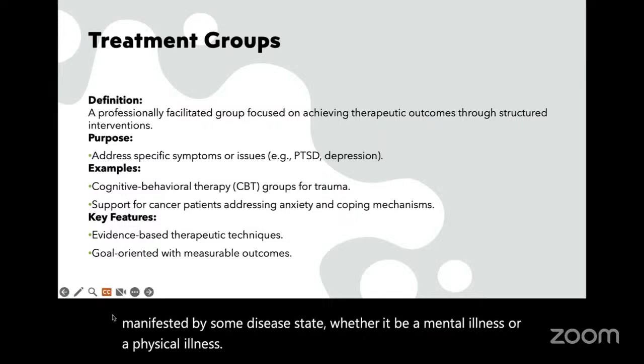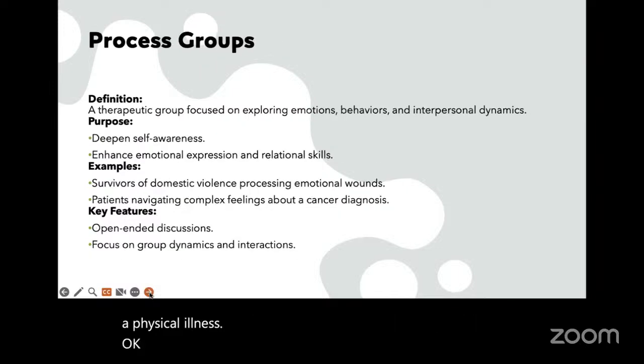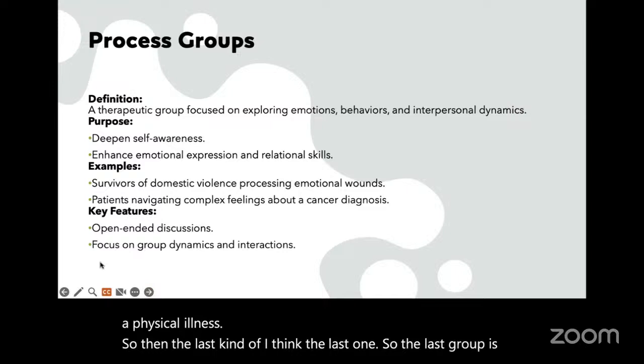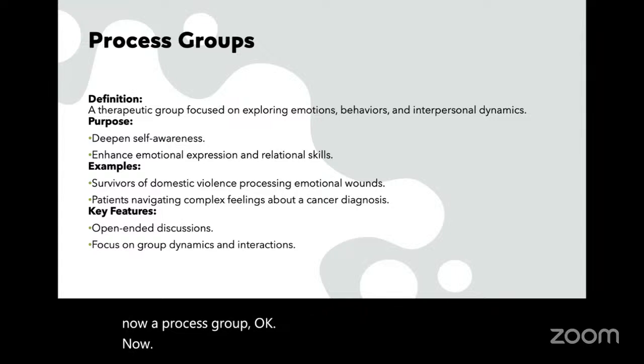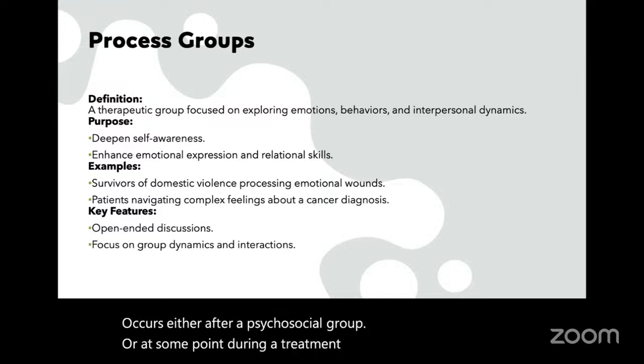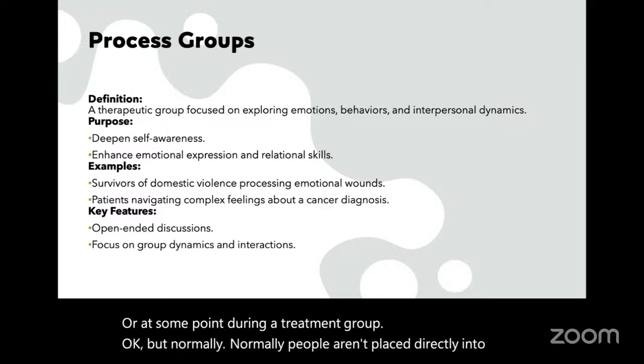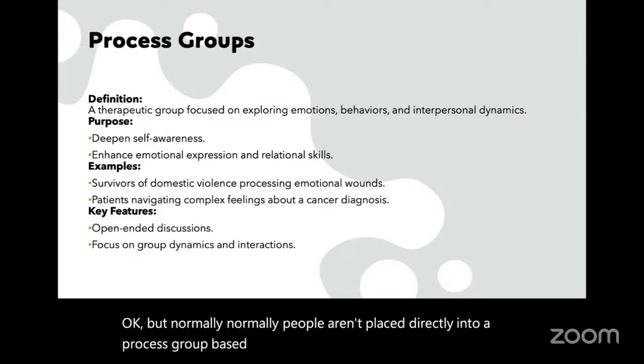Okay. So then the last one, I think. So the last group is now a process group. Okay. Now, usually a process group occurs either after a psychosocial group or at some point during a treatment group. Okay. But normally people aren't placed directly into a process group based on an assessment.